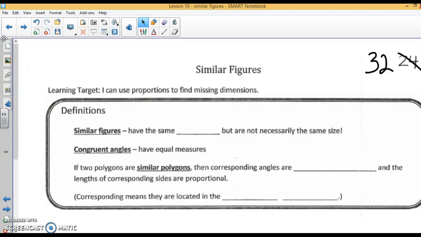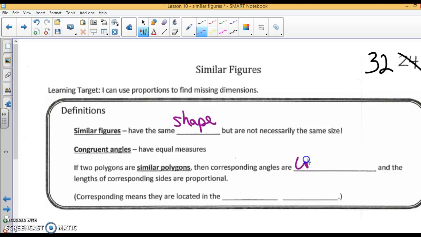Similar figures have the same shape, but are not necessarily the same size. So you might have two rectangles that have congruent angles, that have equal measures. Congruent means they are equal. If two polygons are similar polygons, then corresponding angles are congruent, which means the angles are equal, and the lengths of the corresponding sides are proportional. Corresponding means they are located in the same spot.